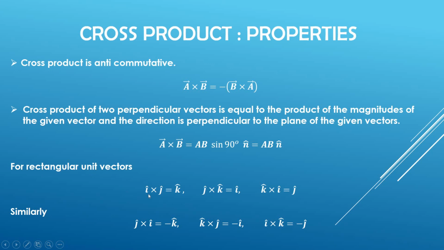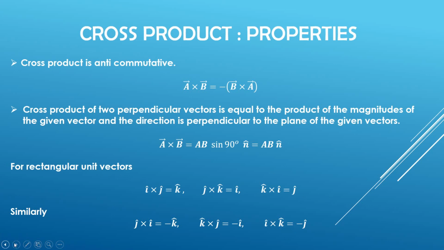for the rectangular unit vectors, i cap cross j cap equals k cap, j cap cross k cap equals i cap, and k cap cross i cap equals j cap. And similarly, if I go in the reverse order, the results are reversed, equal to minus k, minus i and minus j. Please verify this yourself. You can do it very easily.